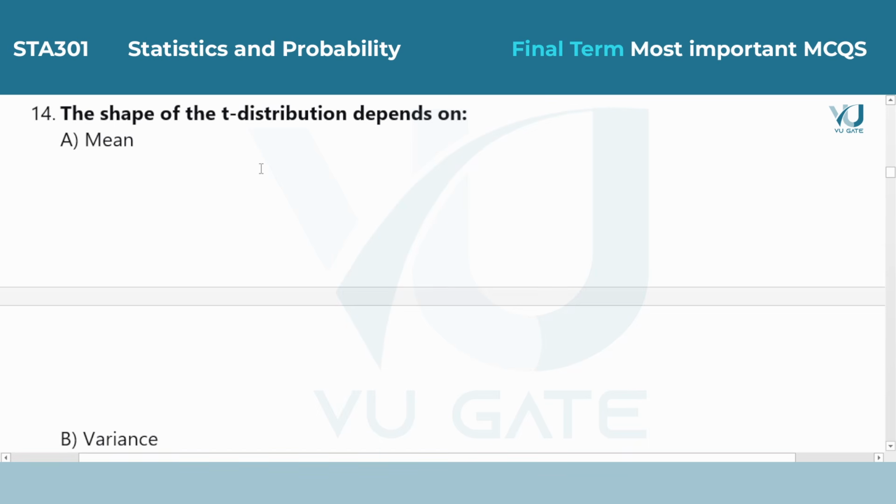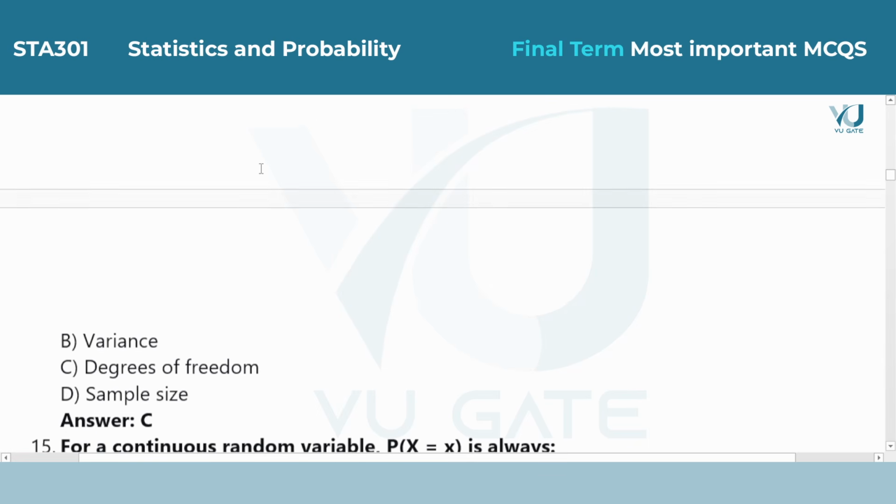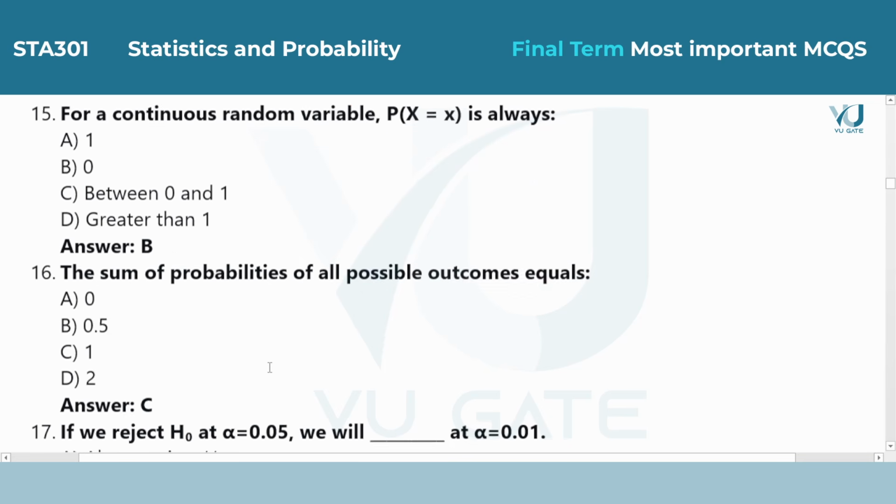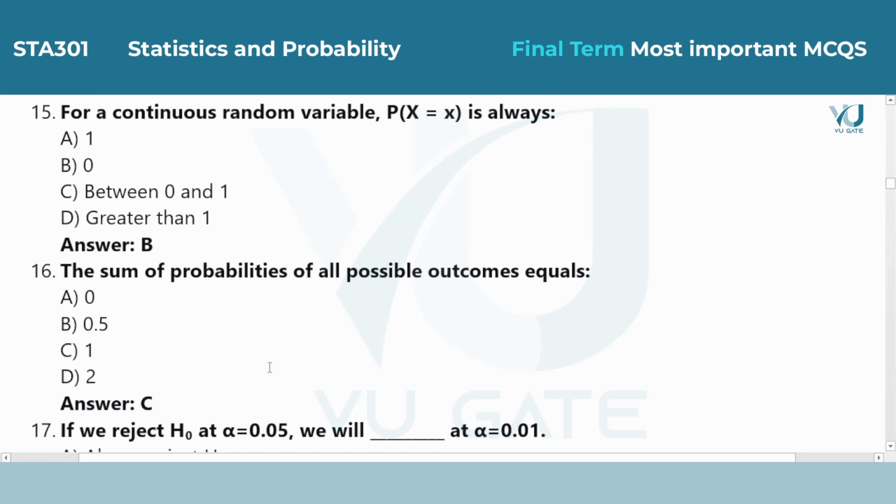Question: the shape of the t-distribution depends on? Answer: C. Degrees of freedom. Explanation: as the degrees of freedom increase, the t-distribution changes shape and becomes more like the normal distribution.